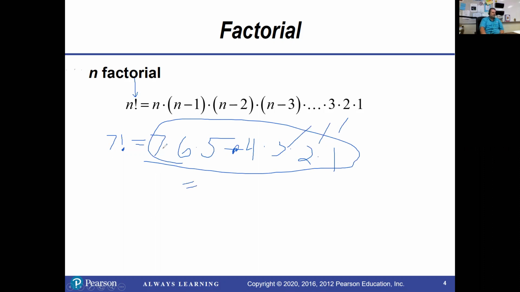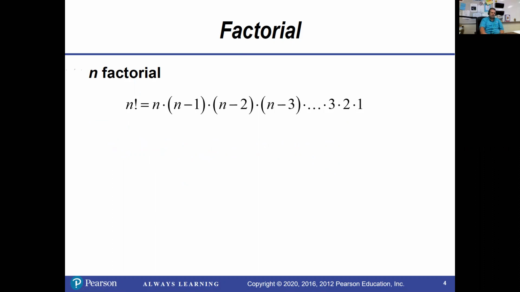Okay? So you can do that on a calculator. Remember, you can use any calculator in class. Most calculators have a factorial button. If you have a calculator and you don't know what a factorial button is, you might want to Google your calculator, take a picture of it, and send it to me. I might be able to find it for you too. Either way would work. Okay?